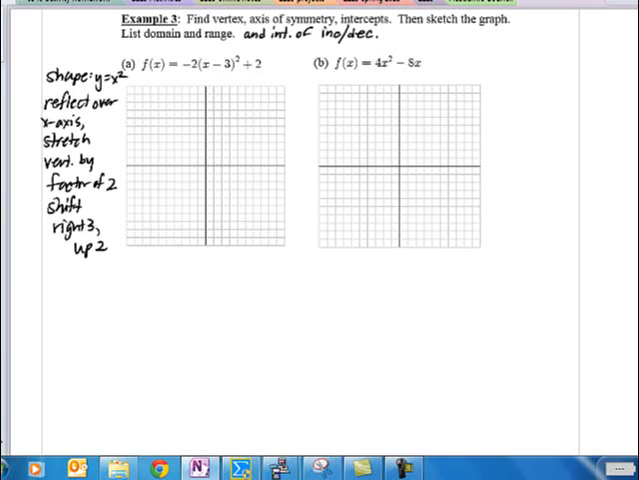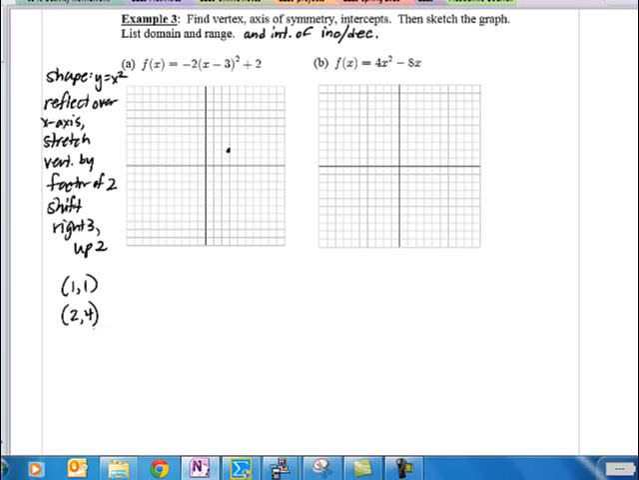So we know the vertex of this is going to be 3 to the right and 2 up from where 0, 0 was. We know it's going to open downward because of the negative 2. If we track 1, 1 and 2, 4, we can use symmetry to find the images of negative 1, 1 and negative 2, 4. So let's track these two.